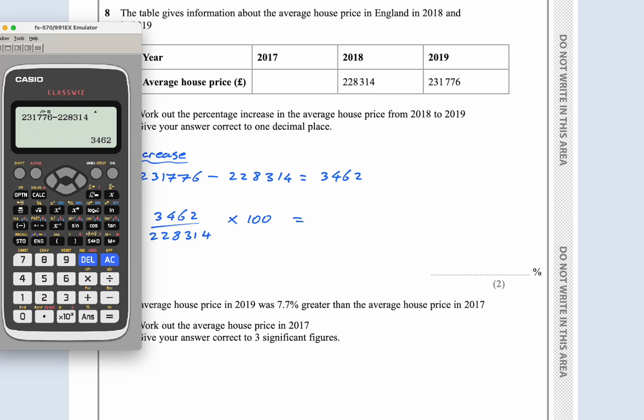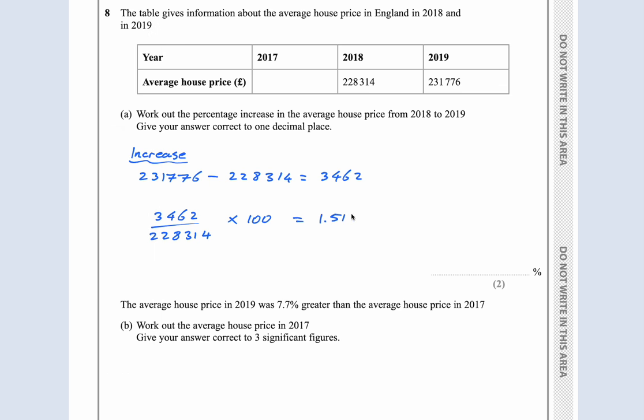And this gives us 3462 over 228314, multiply by 100, 1.516. It says 1 decimal place, so it's 1.5. Okay, the average house price in 2019 was 7.7% greater than the average house price in 2017. Work out the average house price in 2017.